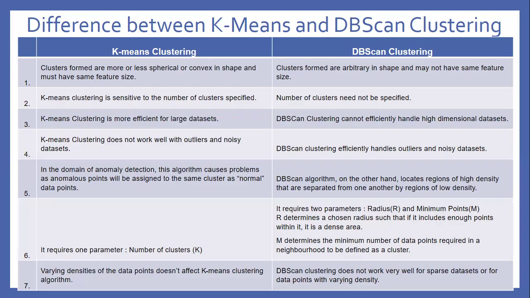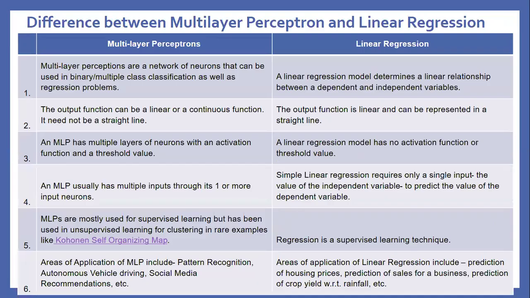Varying density of the data points does not affect the K-means clustering algorithm. DBSCAN clustering does not work well for sparse datasets or for data points with high density. Moving to the next question: difference between multilayer perceptron and linear regression.